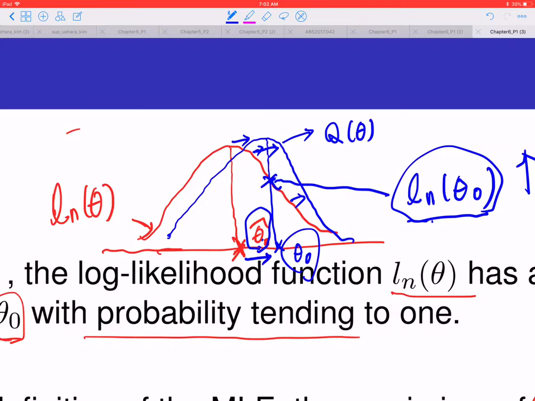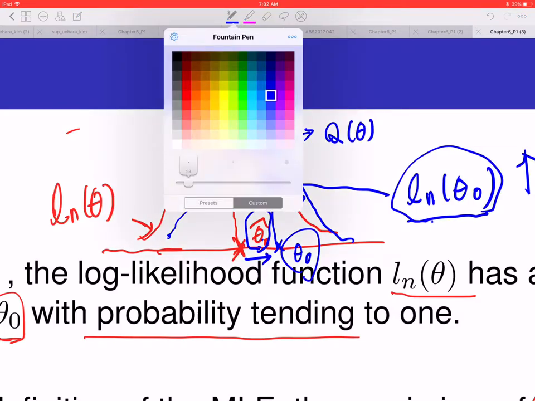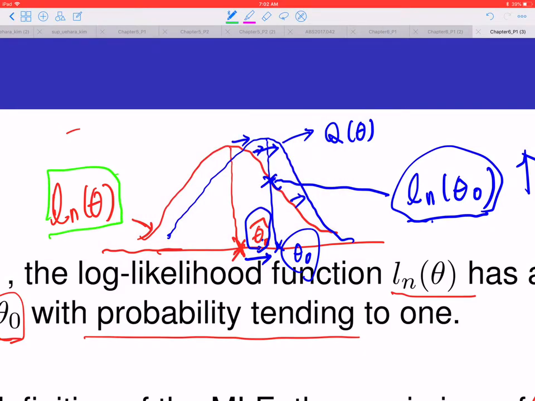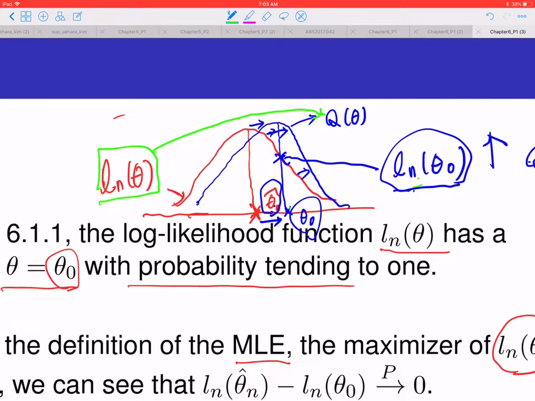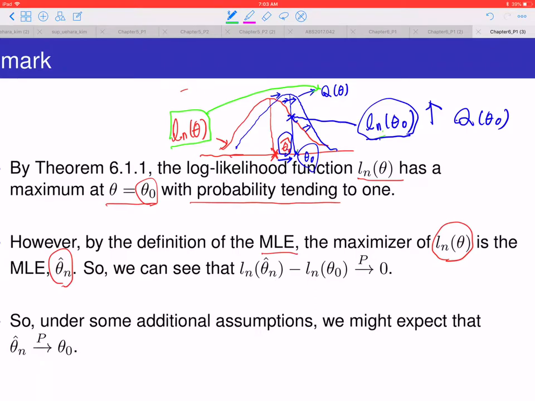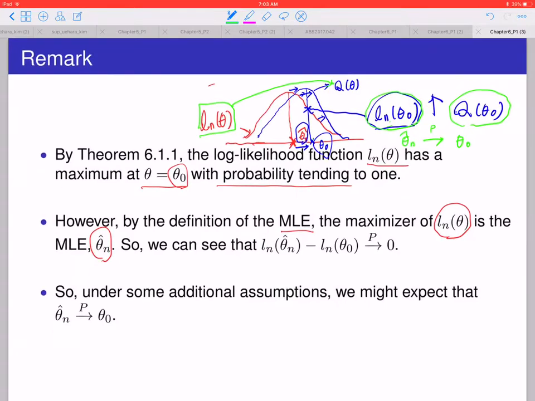So basically, if this Ln converges to Q, then this value, Ln zeta null, will converge to Q null, right? And then the original maximizer zeta hat n will converge to zeta null intuitively, but we still need to prove it. So under some additional assumptions, we might expect this.